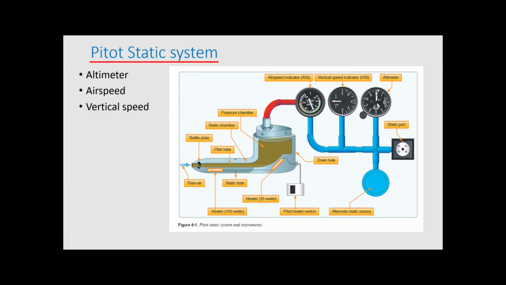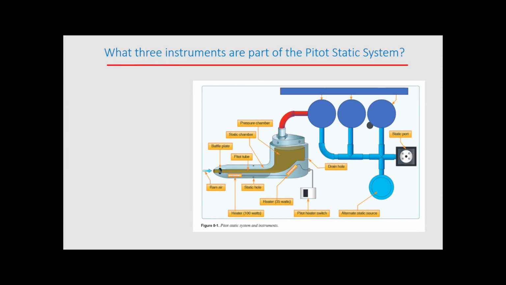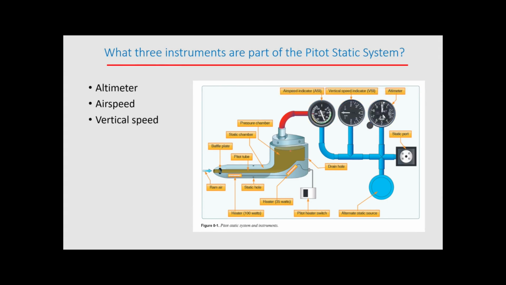Let's move on to the pitot-static system. The pitot-static system consists of three instruments: the altimeter, the airspeed indicator, and the vertical speed indicator. What three instruments are part of the pitot-static system? The altimeter, airspeed, and vertical speed indicators.